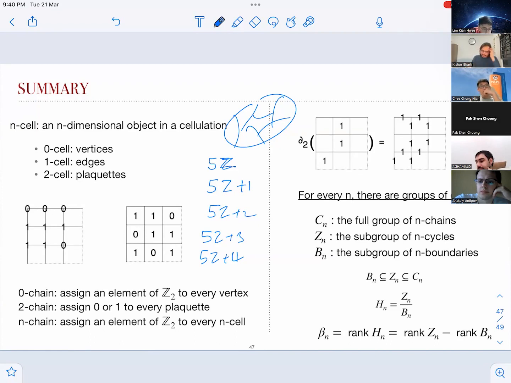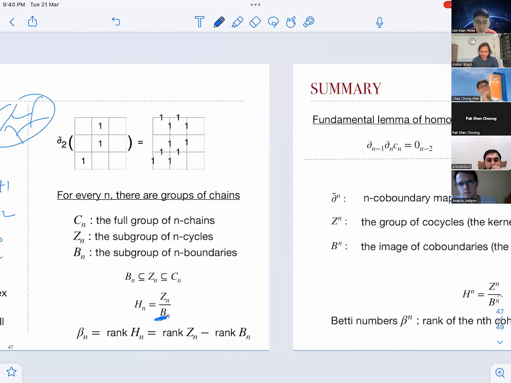And similarly, let's say you have an integer a, another integer b. If you can add a multiple of 5 and you get the other integer, then they will belong to the same equivalence class. So similarly here, let's say you have a chain, and if you can add a boundary and you get another chain, then they will belong to the same equivalence class. So in this sense, you can take the set of all cycles, and you can partition it using the boundaries. Yeah. And then we talked about this notion of beta.